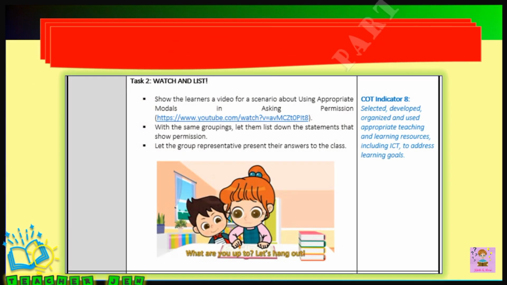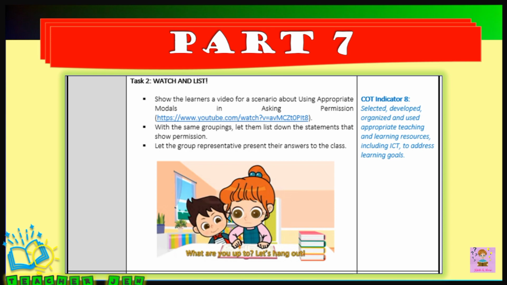Now we move on to another activity where my learners will be watching a video. This activity integrates COT Indicator 8, which involves selecting, developing, organizing, and using suitable teaching and learning resources, including ICT, to address learning goals. By incorporating a video into the lesson, I aim to make their learning experience more enjoyable and engaging. The use of ICT in this context enhances the learning process because it provides visual and auditory stimulation, captures their attention, and supports comprehension through dynamic and interactive content.